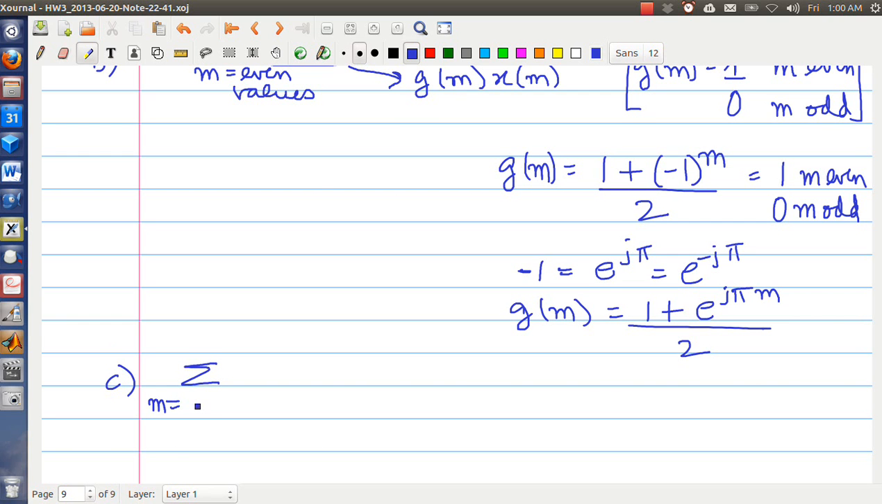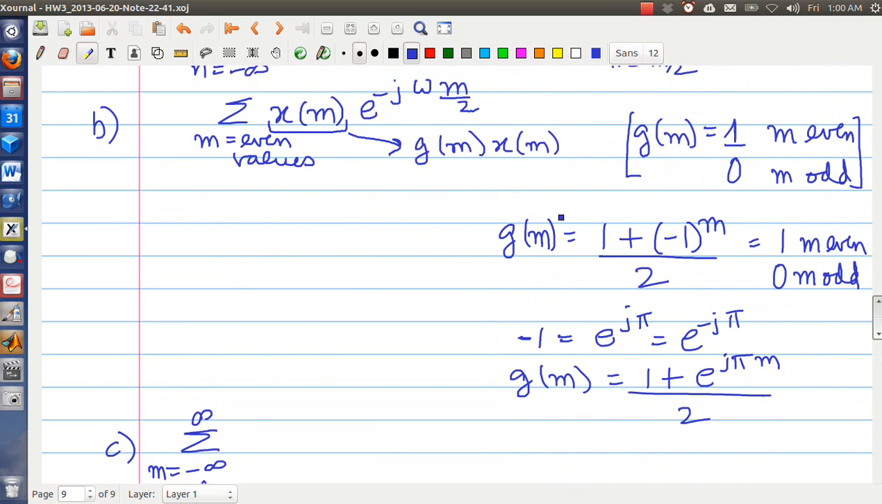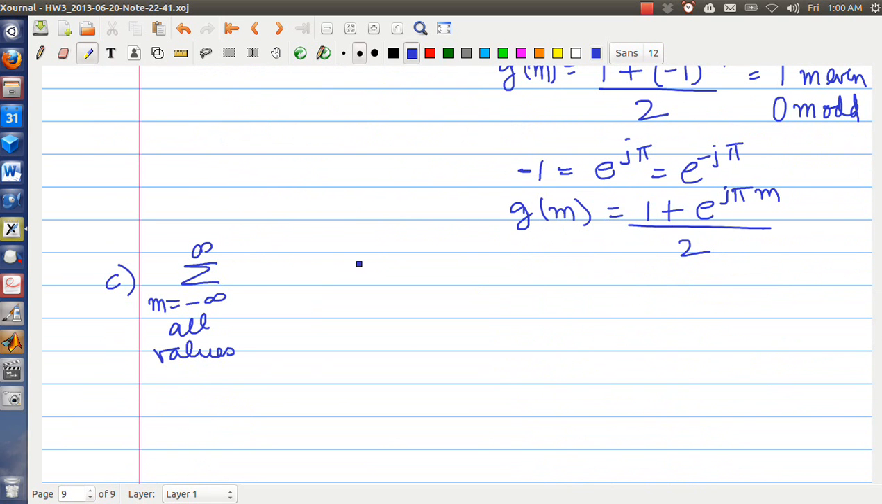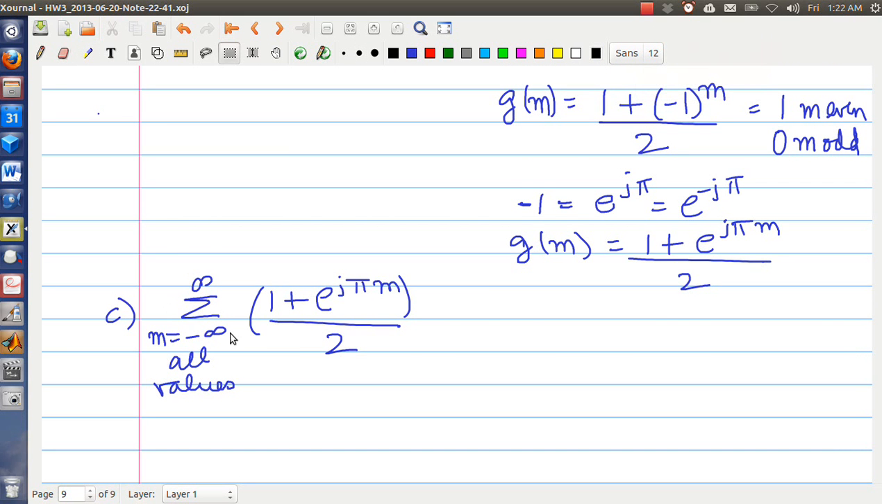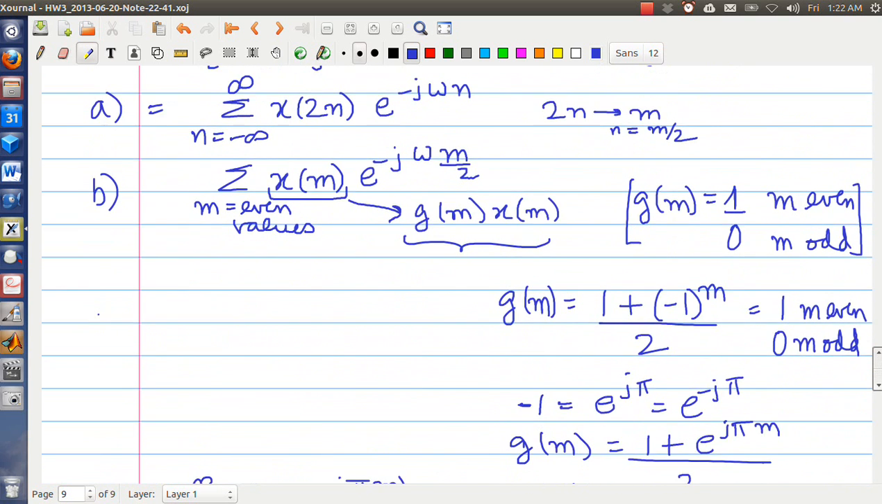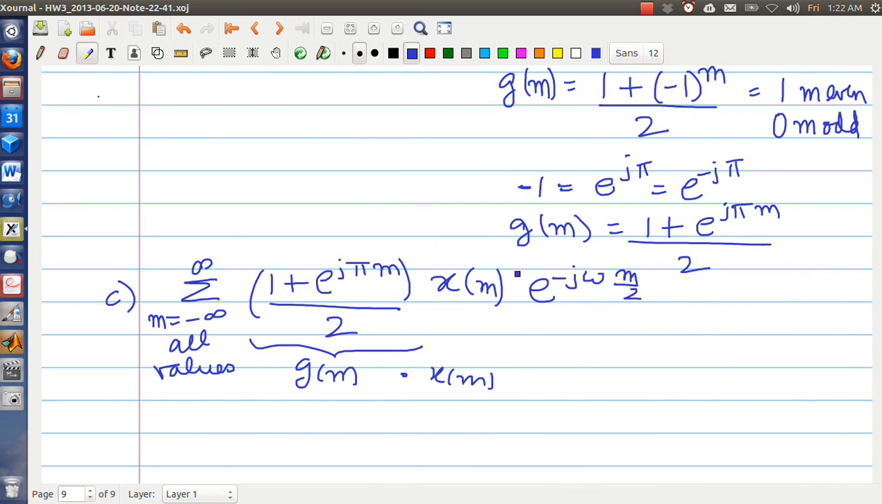Now all we need to do is substitute it here. We say m over all values. The function has been replaced by this, so it's going to be 1 plus e to the j pi m over 2, so it is the sum over m over all values of m, g of m times x of m e to the negative j omega m over 2. That's from before.